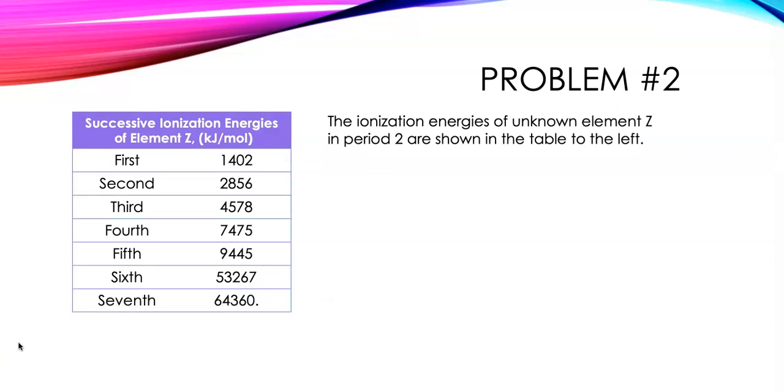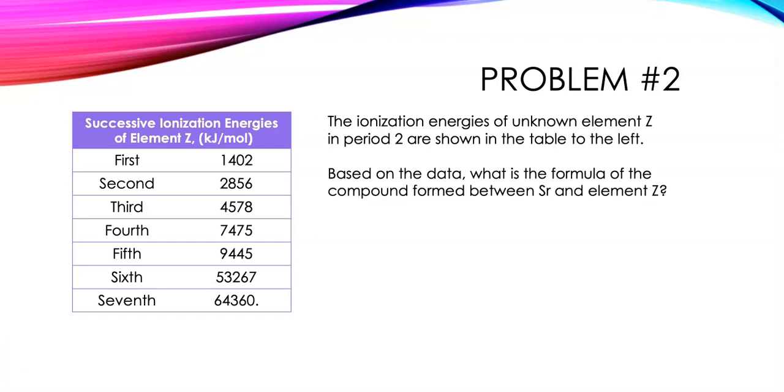I changed the color coding of the table so it really does show up as being a separate problem, because the formatting on the side is pretty much the same. The ionization energies of unknown element Z, which is also a period 2 element, are shown in the table. And the question asks, based on the data, what is the formula of the compound formed between strontium and element Z?